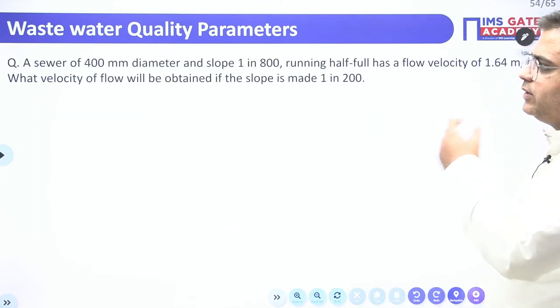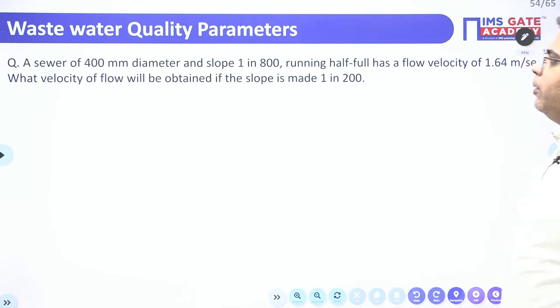Next, we have a question which says that a sewer of 400 mm diameter and slope of 1 in 100, running half full, has a flow velocity of 1.64 meter per second.